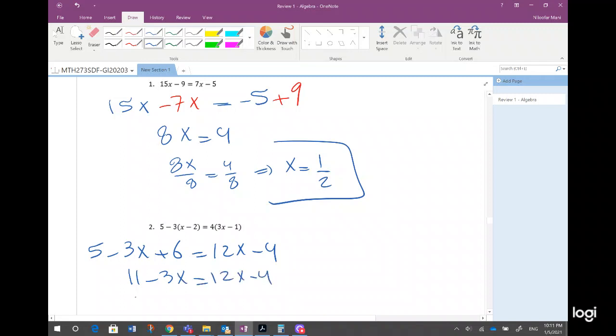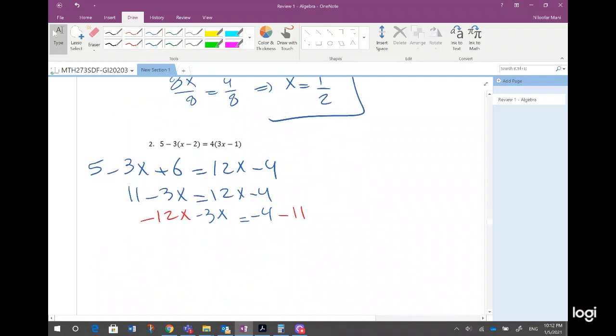Okay, so it is minus 12x minus 3x equals minus 4 minus 11. When I move, I change the sign. Which one do I move? X to one side, numbers to the other side. Whatever has x goes one side, whatever doesn't have x goes to the other side. So it is minus 15x equals minus 15. So x is minus 15 divided by minus 15, which is 1.